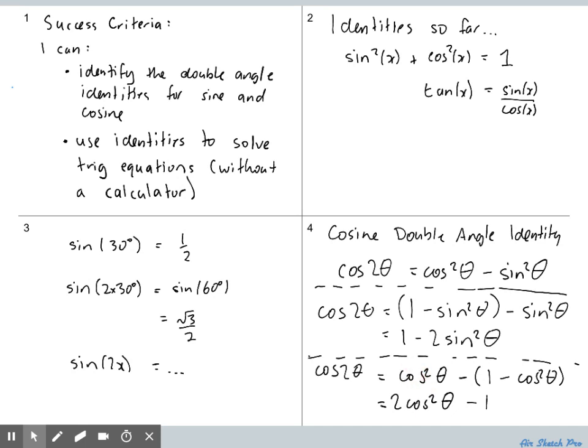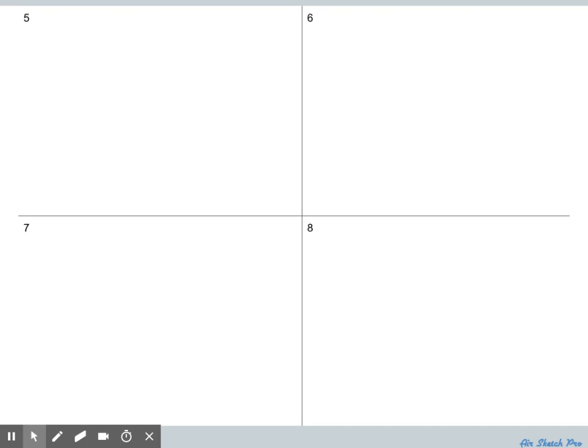Okay, so if you finish filling that out, I'd like to go to the sine one. All good, Ashley? Yep. Okay, so the sine identity rule.